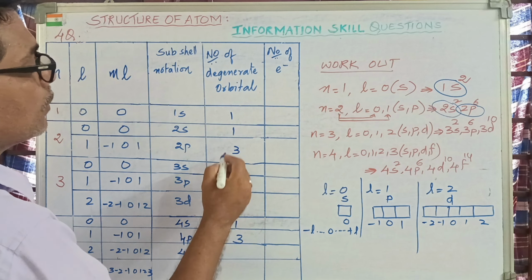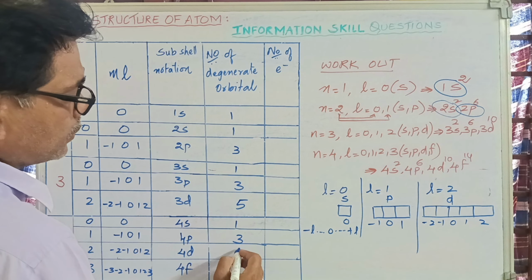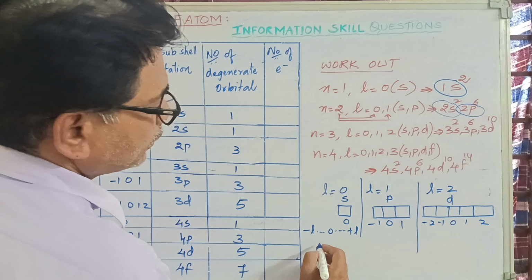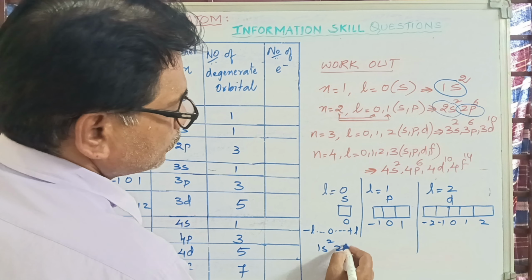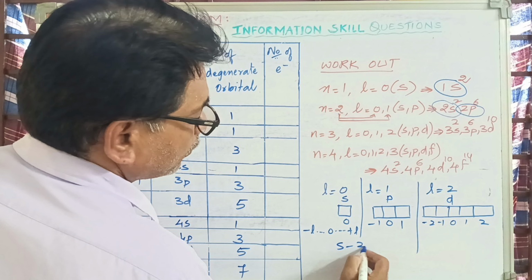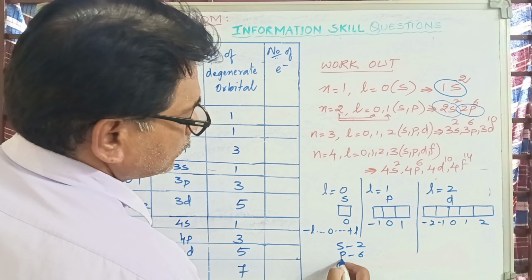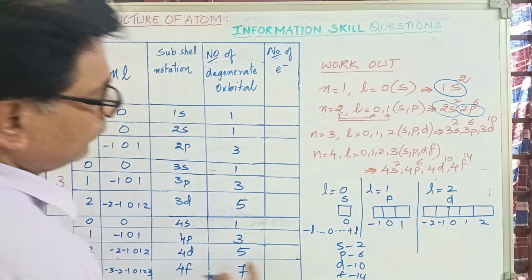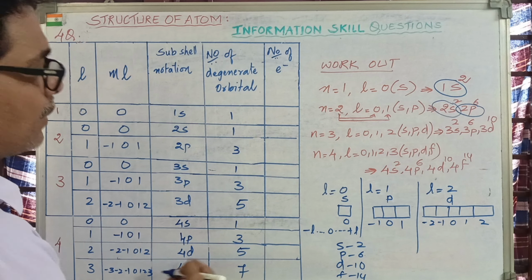D has 5 boxes, and F is 7 because the difference is 2. S holds 2 electrons, P holds 6 and D holds 10. So the difference is 4, therefore F holds 14. 14 electrons means you require 7 boxes.